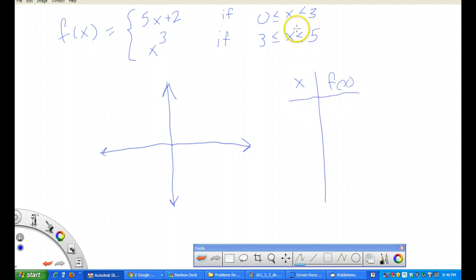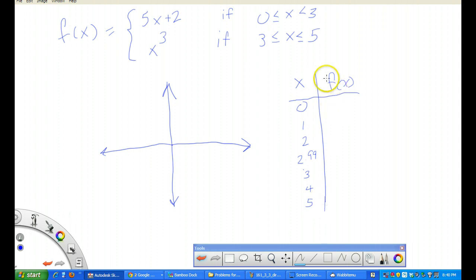Alright, now I'm going to pick some numbers in here. In this first part of the domain, 0 up to 3 but not including 3, I could have 0, 1, 2, but then 3 is not included, so I might need something like 2.99. And in the other one I have 3 up to 5, both included. So I can just use 3, 4, and 5.